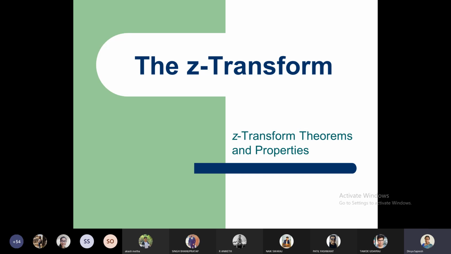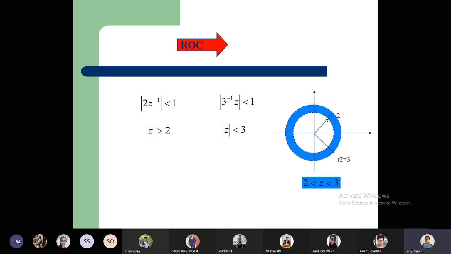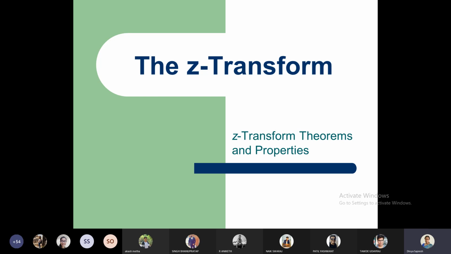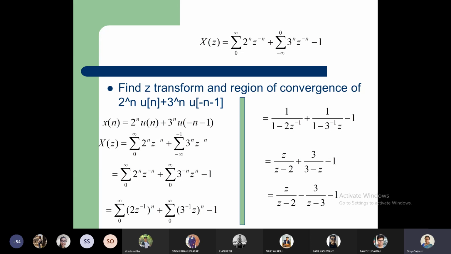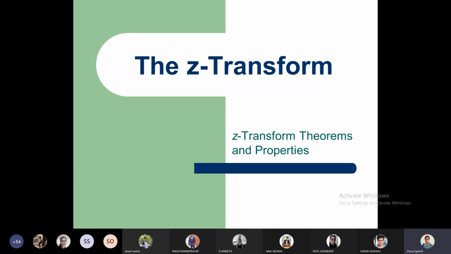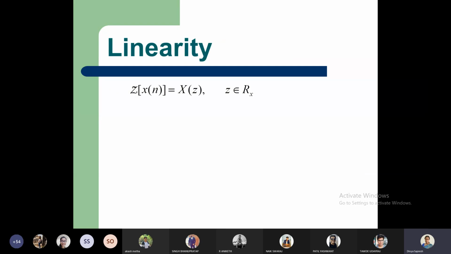Now, instead of whatever you have done here in the second numerical, you can skip a few steps if you learn the Z transform theorems and properties. Here you have seen the signal with the folded signal and the time shifted signal. We have changed the limits, we have subtracted a 1 from here. All these steps can be skipped if you directly apply the properties and proceed with the analysis using the properties. So let us understand a few properties of the Z transform.